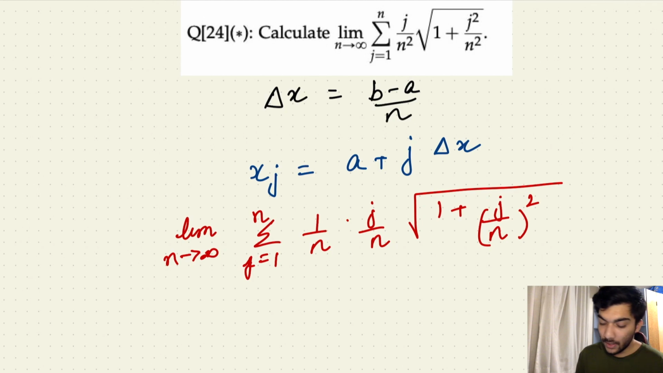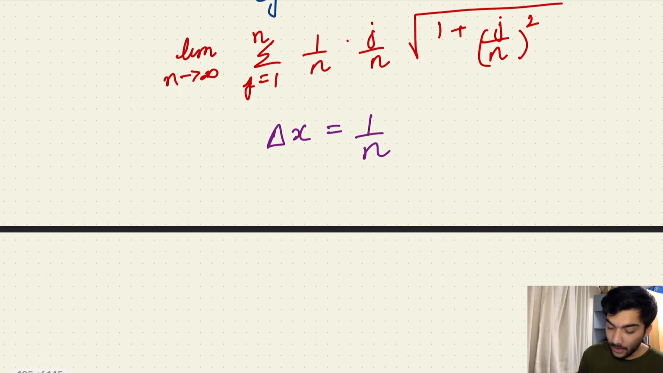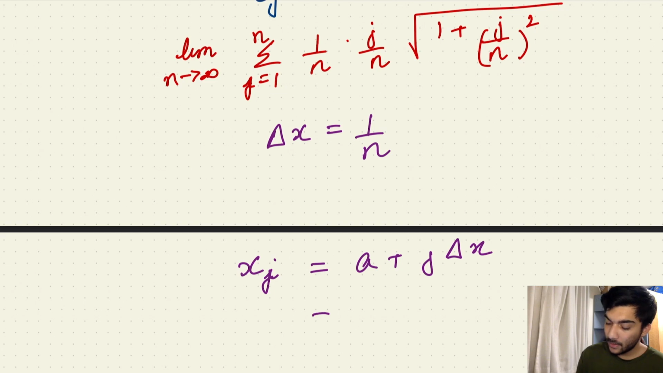And now if we identify our delta x, we know that our delta x is always a term which has n in the denominator. So by comparison, we can easily see that our delta x in this case is 1 over n, and based on our delta x, since our xj is a plus j delta x, in this case it would become a plus j over n, right?